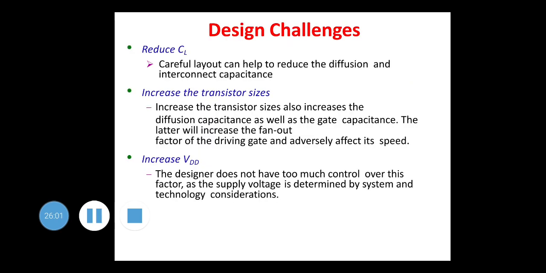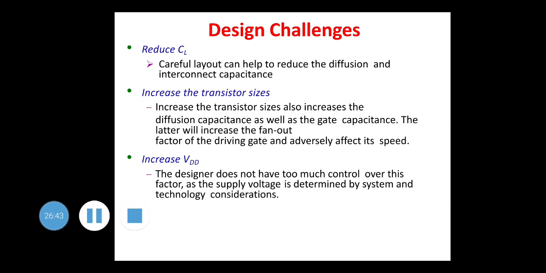So as we have seen, parasitic capacitance and resistance are formed inside the CMOS. So there are some design challenges, that is to reduce the capacitance. Careful layout can help to reduce the diffusion and interconnect capacitance. We can increase the transistor size, but increasing the transistor size also increases the diffusion capacitance as well as the gate capacitance, and because of that it will increase the fan out factor of the driving gate and adversely affect its speed. So directly the speed will be decreased.